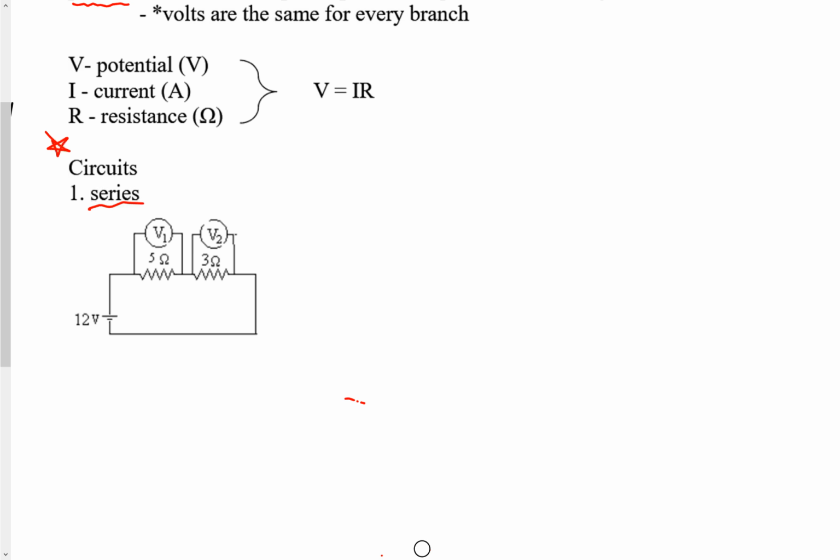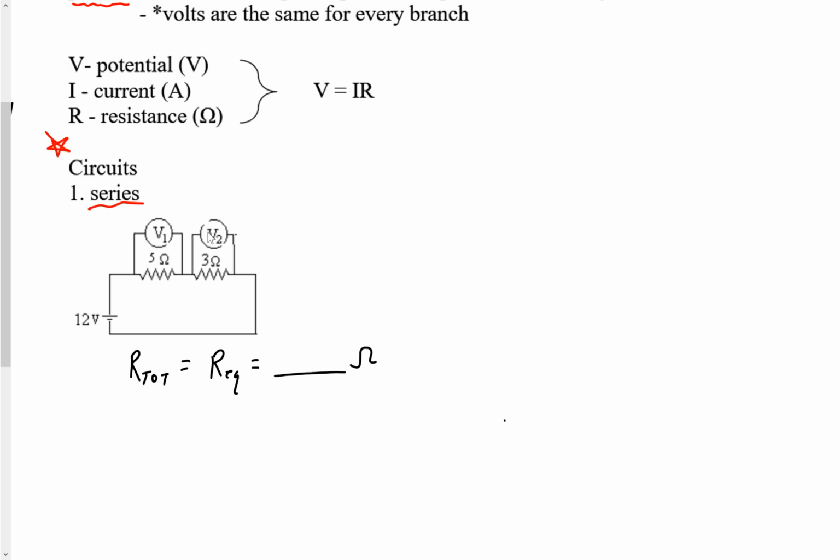To do that, you identify: is this a series or parallel circuit? Obviously, I'm telling you it's series here, but it's series because there's only one path for the current to flow. Remember, V1 and V2 represent voltmeters. Voltmeters have huge internal resistances, so there's no current going to these voltmeters. So the current only has one path in the circuit, and that's what defines a series circuit.